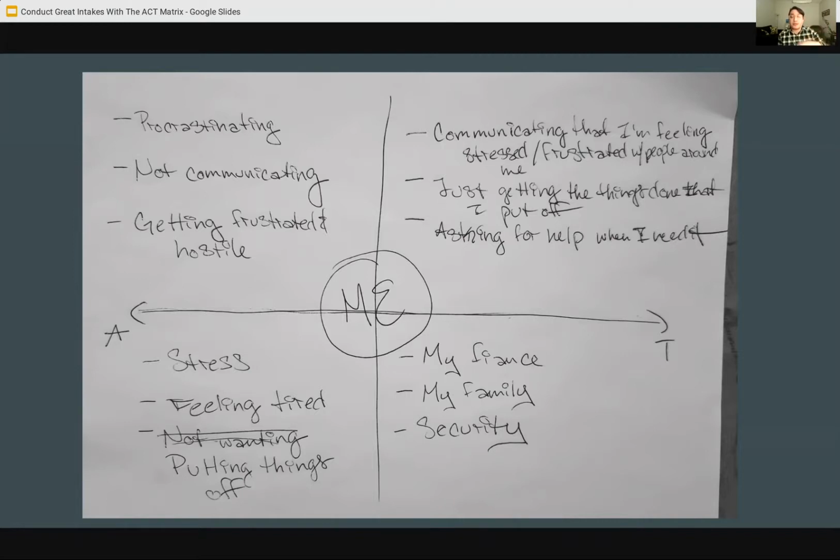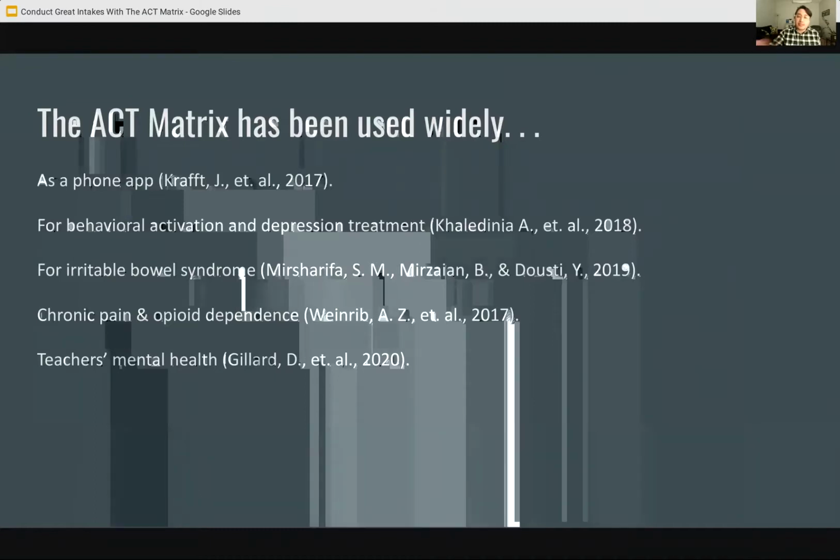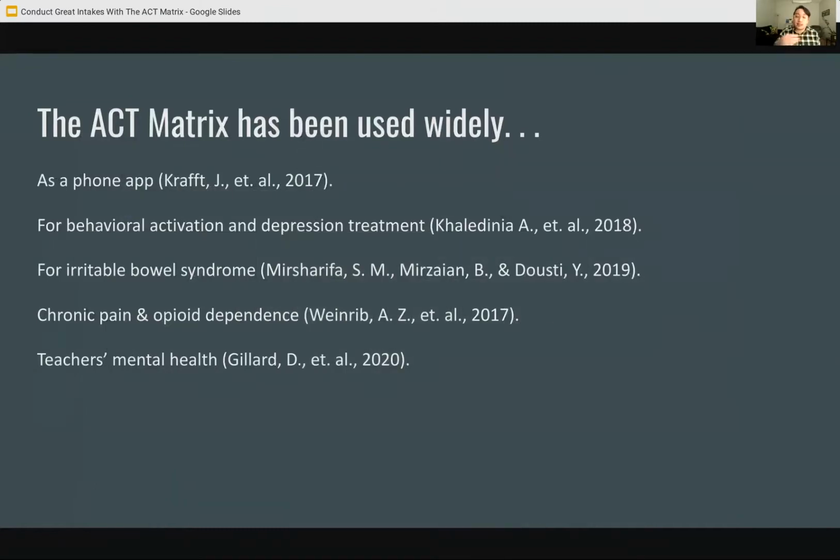So ACT, for those of you who aren't familiar, has 6 processes. All 6 processes can be done through the matrix. And the matrix has been used for a variety of different conditions and diagnoses in different fields. There's a study recently that used it for teachers and teachers' mental health. It's used widely overseas. There's a group that uses it in Sierra Leone for gender-based violence, because there's a high rate of spousal abuse over there. It's used a lot by business executives to hold meetings.